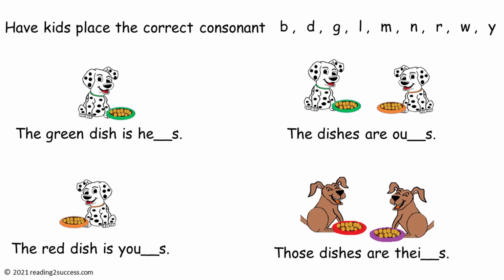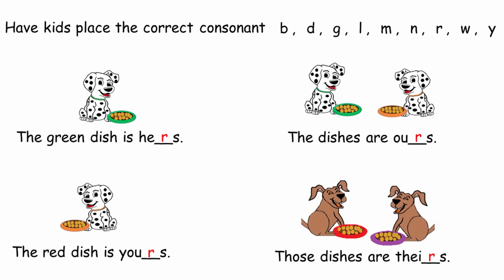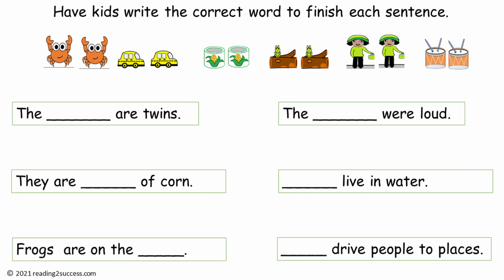And now have kids place the correct consonant in each word to make the possessive pronouns. And this is a completed example. Have kids write the correct word to finish each sentence. The pictures that are shown represent the words, so review them with kids. Crabs, cabs, cans, logs, girls, and drums. And this is the completed example.